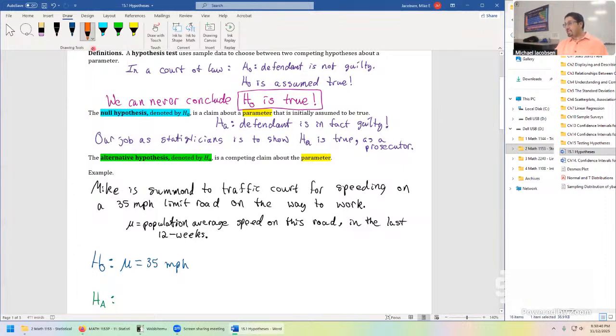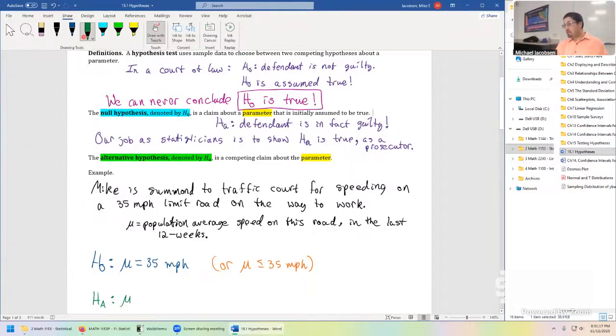This could be written in a slightly different way. It could be written as mu is less than or equal to 35 miles per hour. There's two ways to write this. Oftentimes it's written with a direct equality, sometimes with an inequality. So that's the statement. The defendant, me, is not guilty, but the state's or the county's prosecutor, whoever that might be, that's a person who's going to write the alternative hypothesis. The defendant is in fact guilty, and it would be a statement that goes like this.